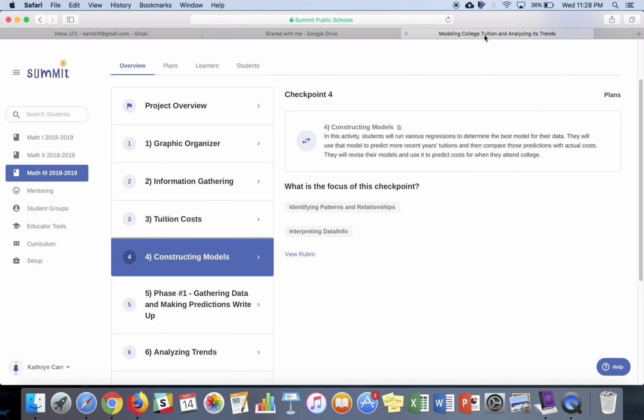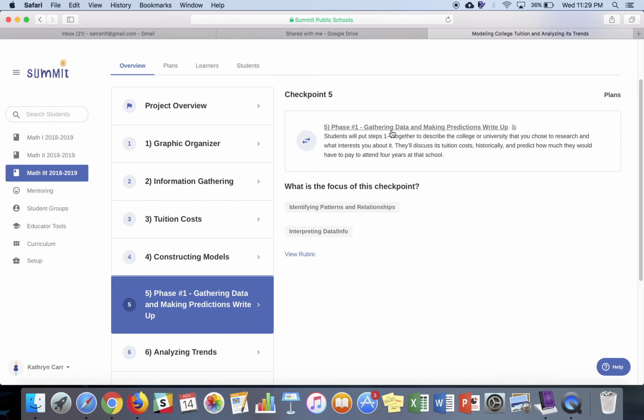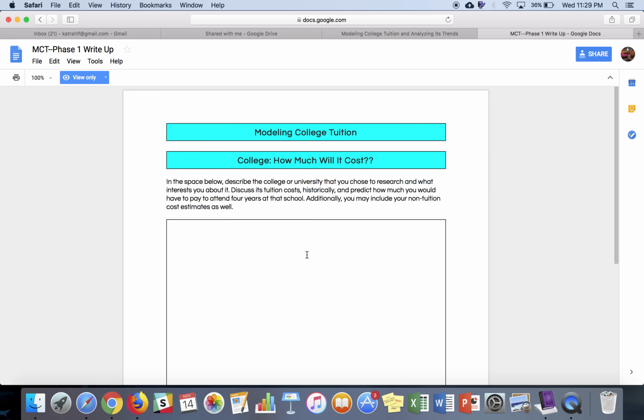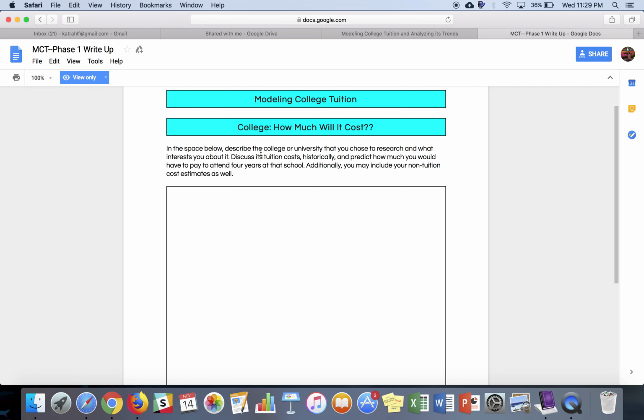And then the last part, step 5, is just a write-up. You're going to take the information that you've done and written about in steps 1 through 4, and it's going to ask you to summarize it. So in the space below, you're just going to describe the college or university that you chose to research, and what it was that interested you about it. If you already have that, you can copy and paste it from one of your other ones. What's the tuition cost? Historically means in the past. And then how much did you predict that it's going to cost for you? What's that total amount that it's going to cost for you to attend those 4 years?